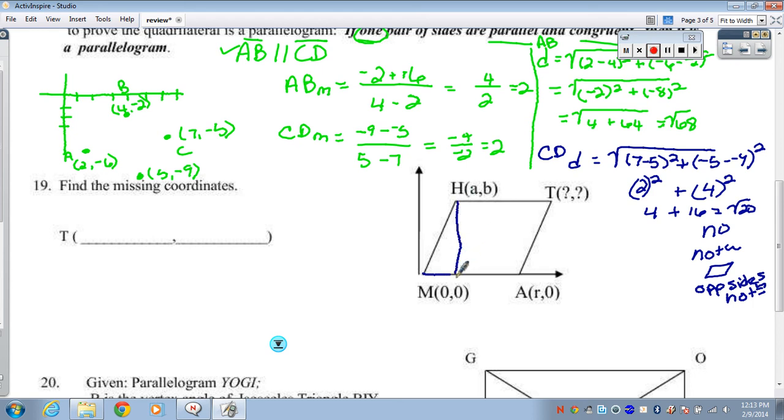If I want to go from the origin to this point right here, I know that I have to go right A and up B. Therefore, since this is a parallelogram, from this point I am going to have to go right A and up B to keep it a parallelogram. So I added AB here. I'm going to add AB here. So my new point for T is R plus A and 0 plus B, which is just B.